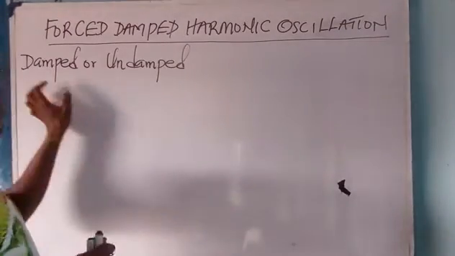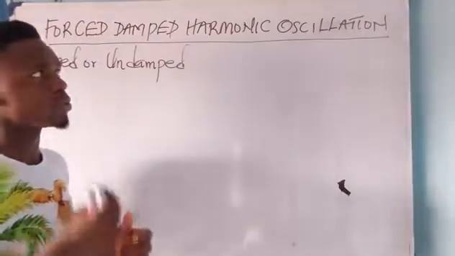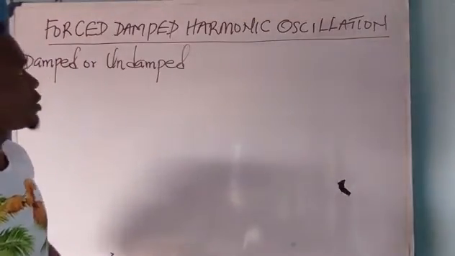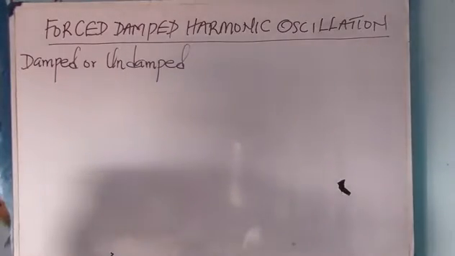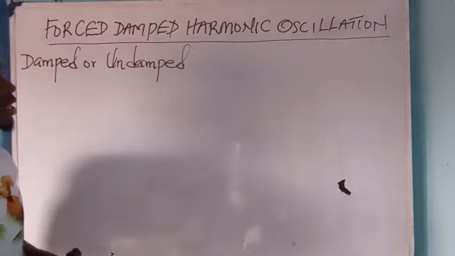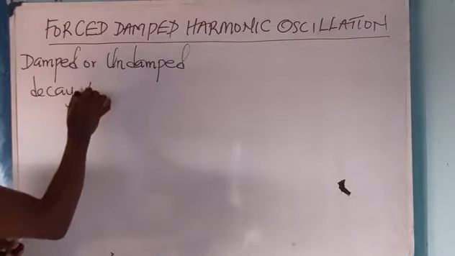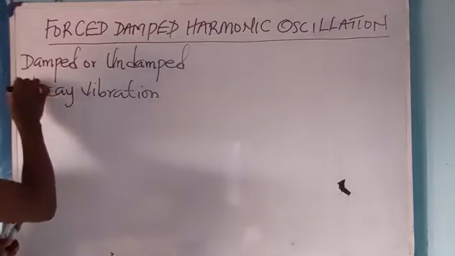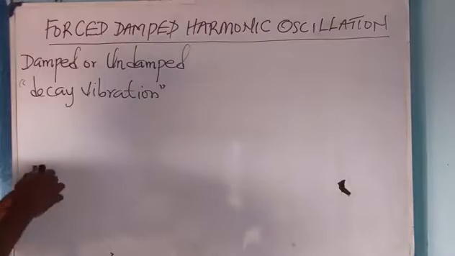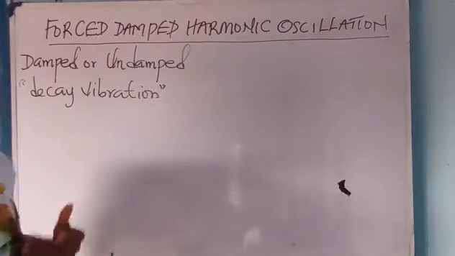I told us the meaning of damping, and damping what? Oscillation. Just try to watch the video on chapter 2, so you understand it better. Now, as soon as the energy reduces exponentially, there's what we call decay vibration, all right? When there is oscillation, the amplitude reduces.